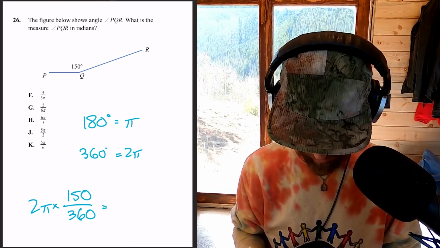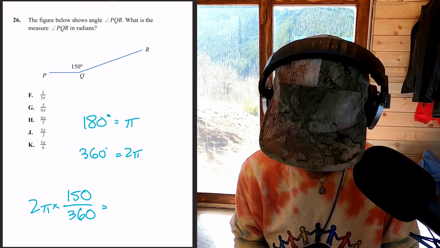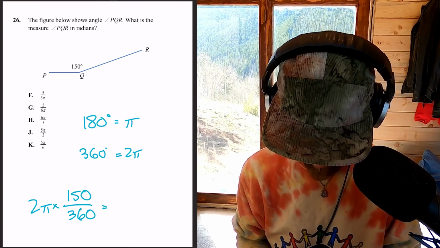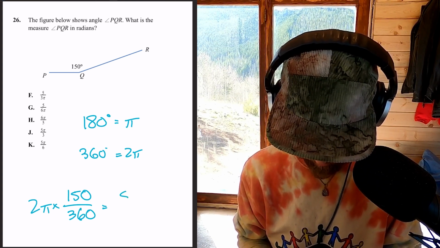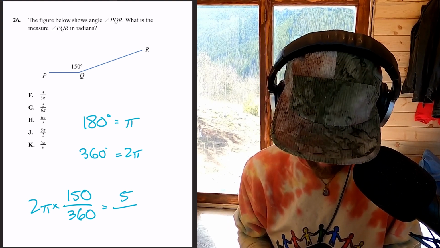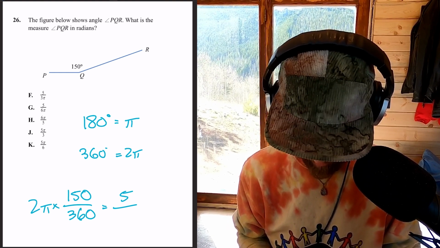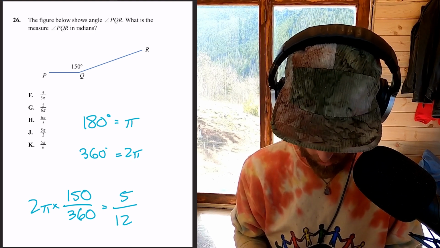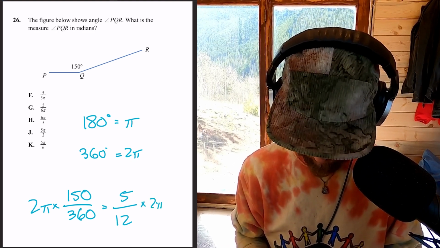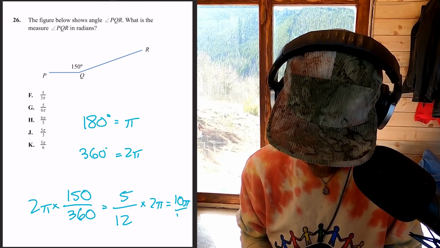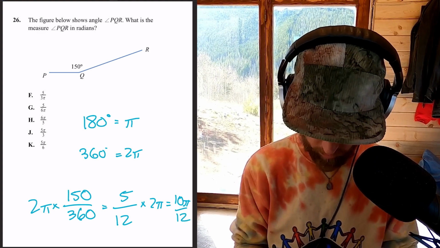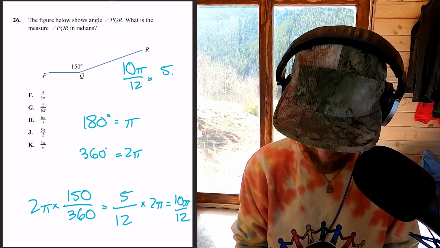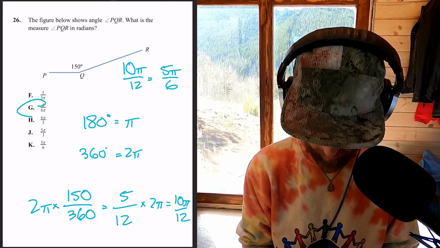Oh, gosh. 3 goes into 15 5 times, so divide by 3 is going to leave us with, divide by 30 is going to leave us with 5, and divide by 30 is going to leave us with 12. 5 twelfths, times 2 pi. 10 pi twelfths. So 10 pi 12, so I'm going to write this up here. I know this is bad. Equals 5 pi 6. I think that's the answer.